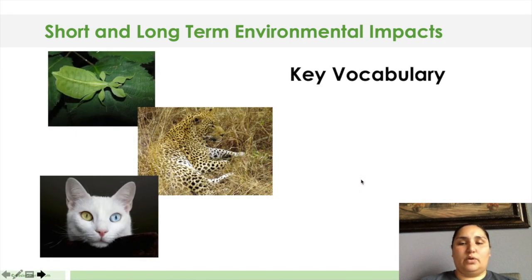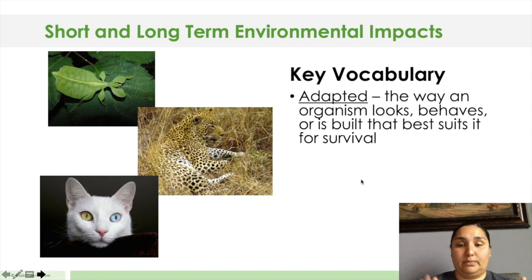Moving on, some more key vocabulary. Once again, make sure you guys are following along with your guided notes, and feel free to pause at any time. Adapted, the way an organism looks, behaves, or is built that best suits it for survival. So adaptation, right here we see this leopard, I believe, that has the perfect adaptation for its surroundings. This I believe is a praying mantis, also has a good adaptation for its surroundings.